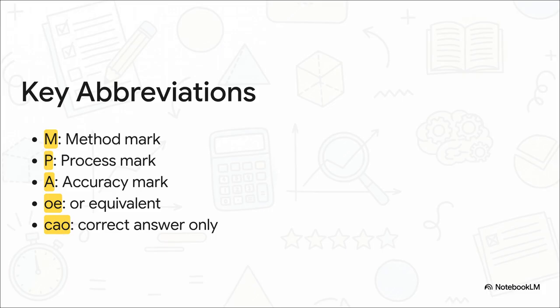P is a process mark. It's kind of similar, but it's for a key step in a bigger problem-solving question. Then there's A for accuracy. That's for getting the numbers spot on, and these last two are super important. OE means or equivalent, which gives you a bit of flexibility. But CAO, that means correct answer only. No wiggle room at all.